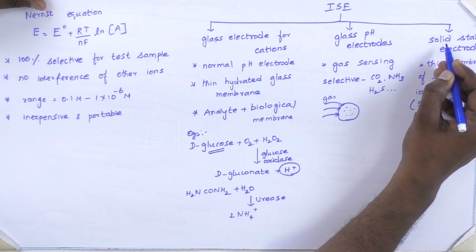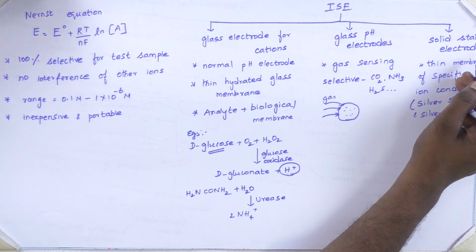By using a glass pH electrode, we can also detect the presence of ammonia gas in a sample. If the same urea sample, or a test sample containing urea, is taken, in presence of the enzyme it produces ammonia gas. The formation of ammonia gas itself indicates the presence of urea in the sample. And the next one is the solid state electrode.